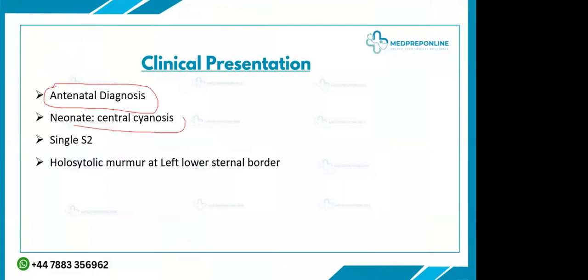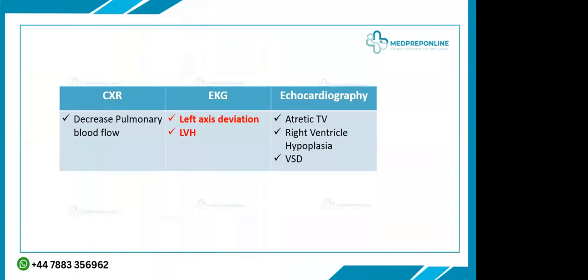And in the neonate, they will obviously present with central cyanosis, because practically there is no blood flow to the pulmonary circulation, since there is no blood flow from the right atrium to the right ventricle. And there will be a single S2 and a holosystolic murmur at the left lower sternal border. And as there is no blood flow to the right ventricle, so none to the pulmonary artery and none to the lungs, there will be decreased pulmonary blood flow on the chest X-ray.